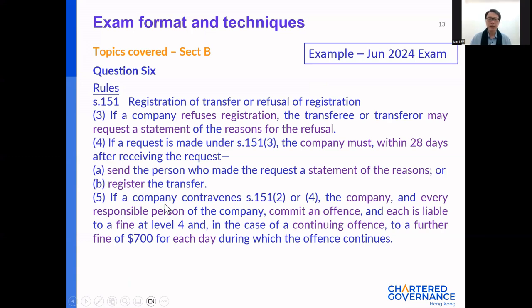And subsection 5 is that the company and every responsible person, if they do not follow the requirements in subsection 2 and subsection 4, that is, replying within 2 months and also providing the statement of reasons within 28 days, commit an offense and get a fine at level 4, which I think is $25,000. And there is a continuing offense, meaning if you still do not comply, then a further fine of $700 for each day. So if you continue not to reply, then you get a fine of $700 extra per day. So that can add up to a large amount.